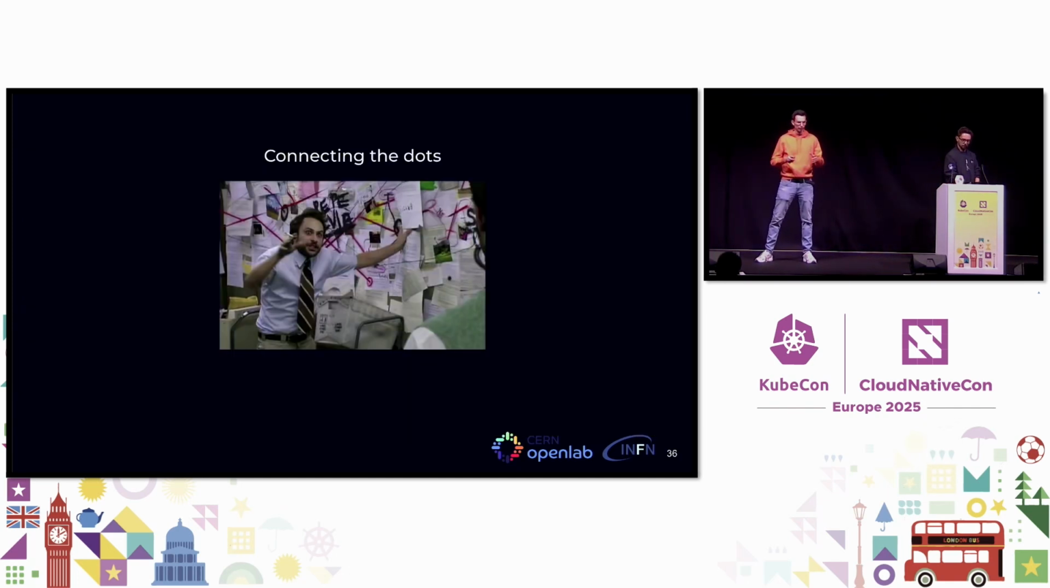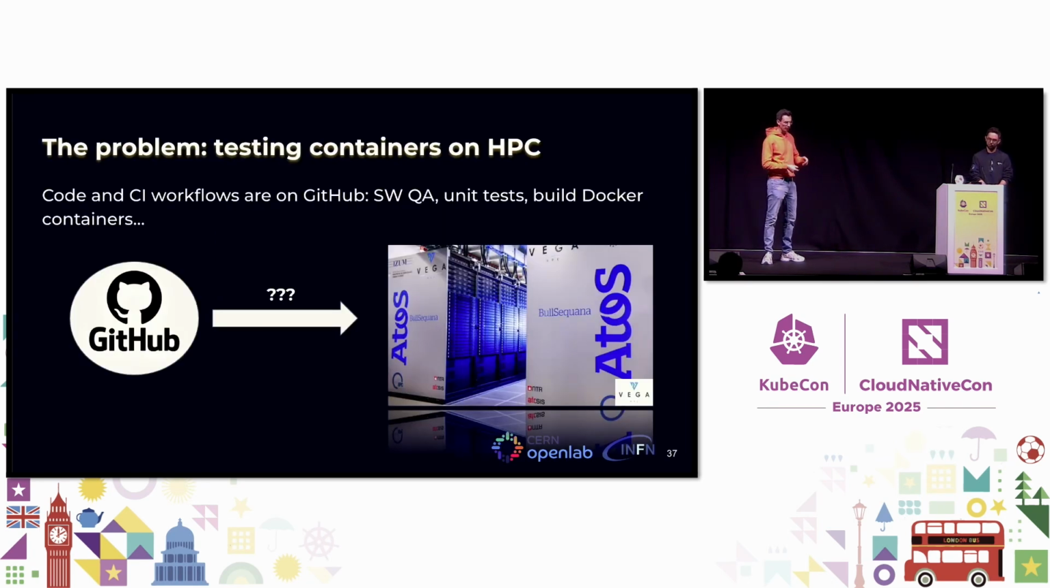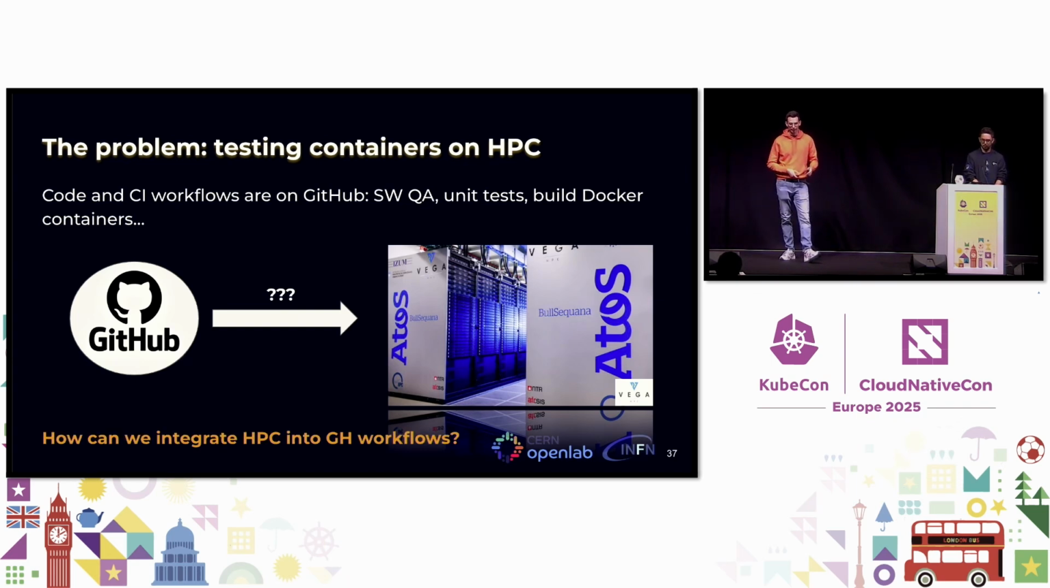Now, let's put everything together. We saw digital twins, HPC, AI, hydrological modeling, gravitational waves. So great, but then how do we actually automate our tests on HPC in practice? We have our code on GitHub. On GitHub, we also keep our CI workflows, such as software quality assessment and unit tests. We build the Docker containers on HPC. Great. But how do we then integrate the HPC resources into GitHub?